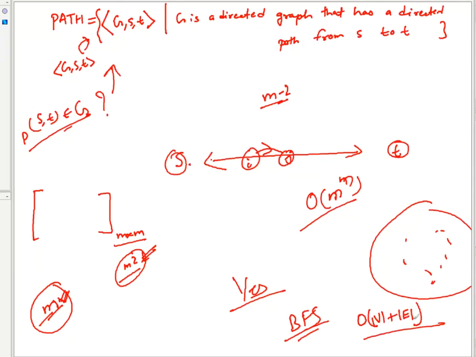Now V plus E, if you try to see its overall order in terms of m, if m is the number of nodes, it is actually m square, because the number of edges can be at most m square. And the size is also m square, but even if it is m, it's still a polynomial time algorithm. So BFS is a polynomial time algorithm that can check whether there is a directed path from S to T in a given graph.